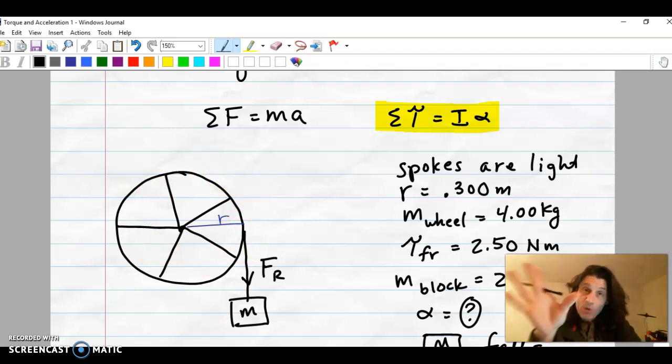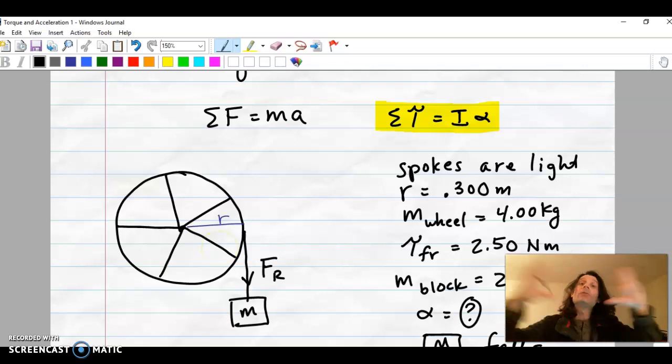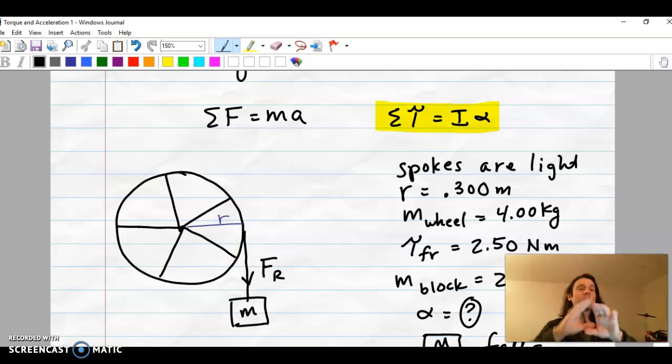Okay, so when it says spokes are light, what that means is you can disregard the I of any of those given rods. All the mass is going to be out there on the rim, on the wheel, so this is going to act like a hollow ring. The mass of the wheel they give you is 4 kg.